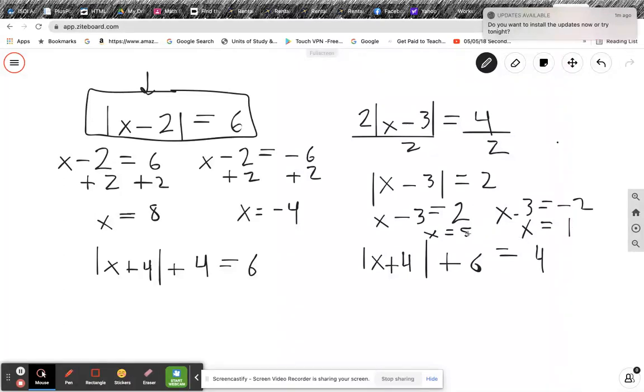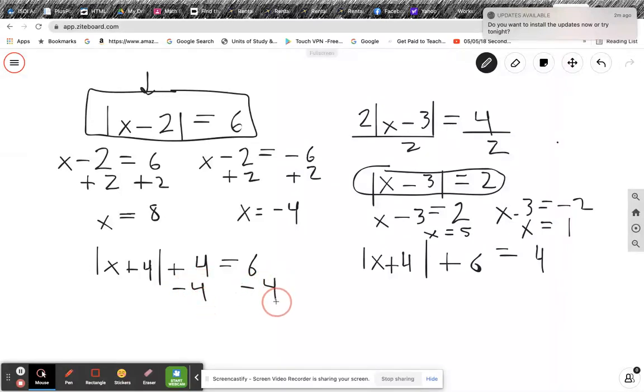If we plug this into the original problem, we can plug it into the original, or we could plug it into this one where we have set up our 2. Either way, it should come out right. So put in 5. 5 minus 3 is 2. Absolute value of 2 is 2. That's correct. Put in 1. 1 minus 3 is negative 2. The absolute value of negative 2 is 2. And that's right.